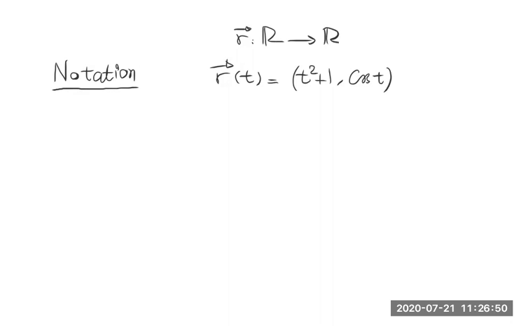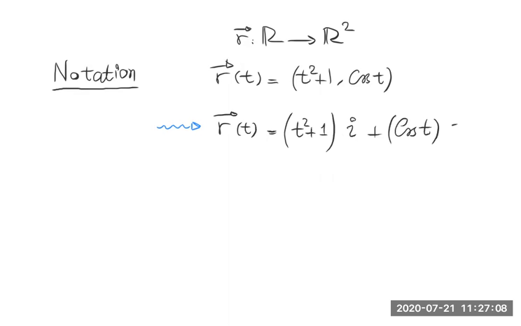So we can write our function r of t as, say, (t squared plus 1, cosine of t) as a function from R to R2. Or there is another way of writing the same thing, just a different notation. Some people write it as (t squared plus 1) times i plus (cosine of t) times j. Remember, i and j are the unit vectors. So this is another way of writing the same thing.